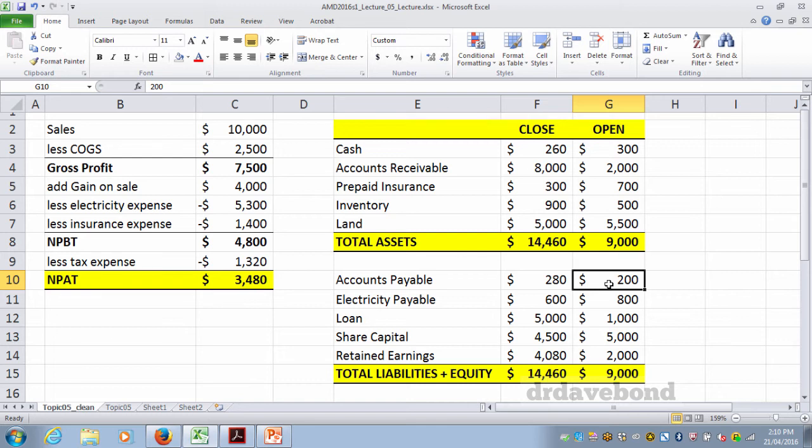2,000 to 8,000, explain that. Accounts receivable have gone up by $6,000. So how can that happen? Yeah, the only explanation for that without anything else is that we sold $6,000 worth of whatever it is, and we received no cash. That is the only thing which explains that.